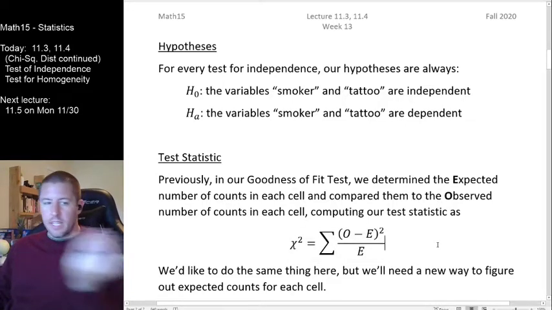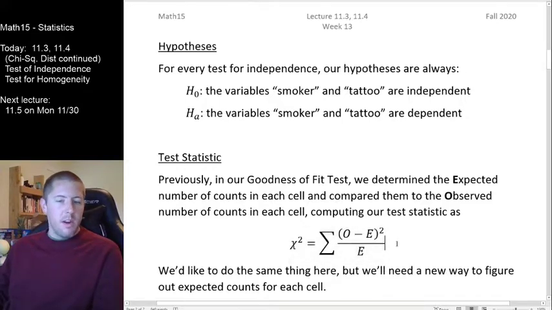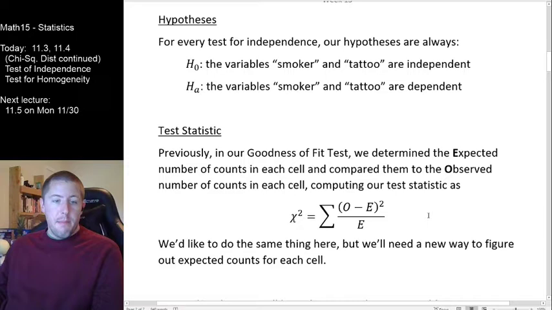When we did the dice rolling in the last video, there were 6 cells. So we computed O minus E squared over E for all 6 of the cells. And then this sum said, add them all up. And that is what we are referring to as our chi-squared test statistic. So we're going to do the same thing here. This is still how we're going to compute our test statistic.